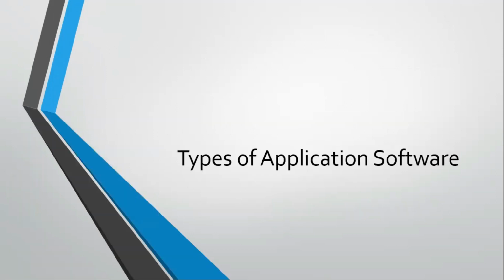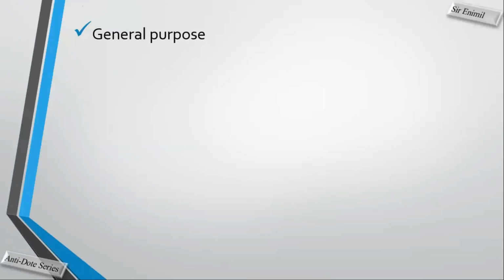Now, types of application software. One is general purpose application software. With general purpose application software, it helps you to achieve a wide range of tasks. You can use that particular software to achieve more than one thing or to accomplish more than one goal. If you're able to use a software to achieve more than one task, then that software is a general purpose application software. Examples are word processors, spreadsheet programs, database programs, and others.